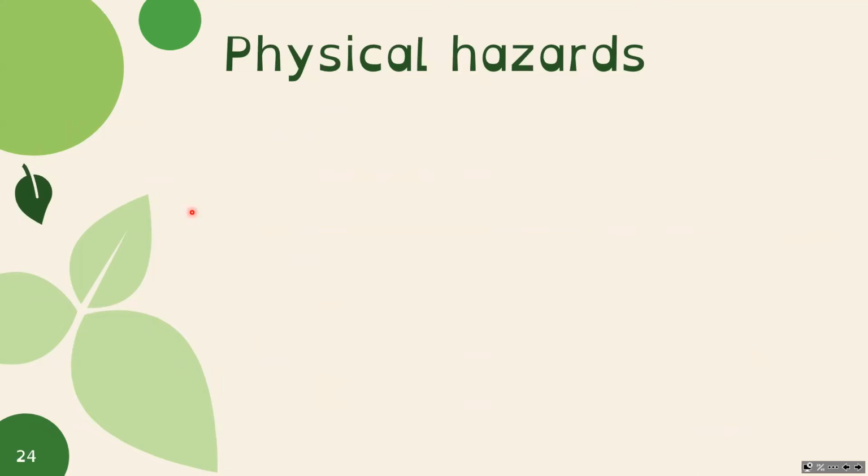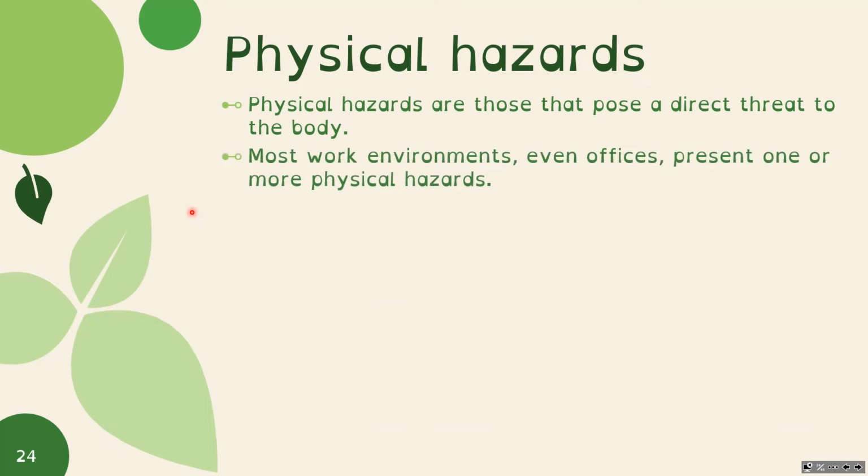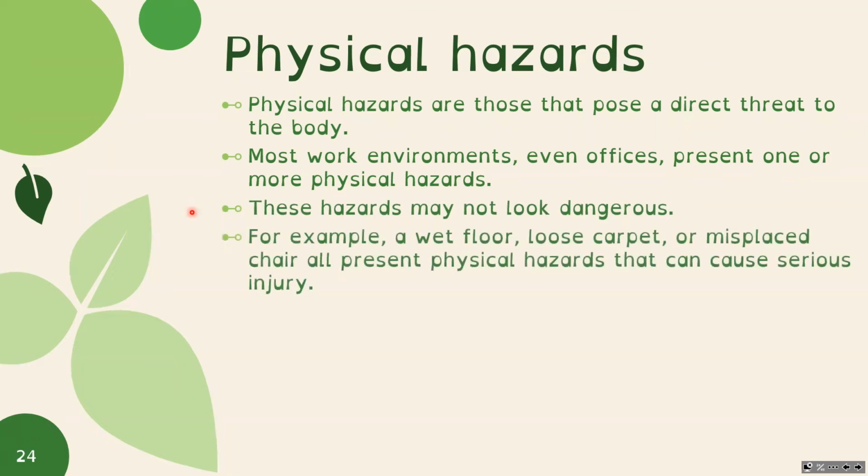All right, and then we have physical hazards. So physical hazards are those that pose a direct threat to your body. Most work environments, even offices, present one or more physical hazards. These hazards may not look dangerous. For example, a wet floor, a loose carpet, a misplaced chair, all present physical hazards that can cause serious injury.